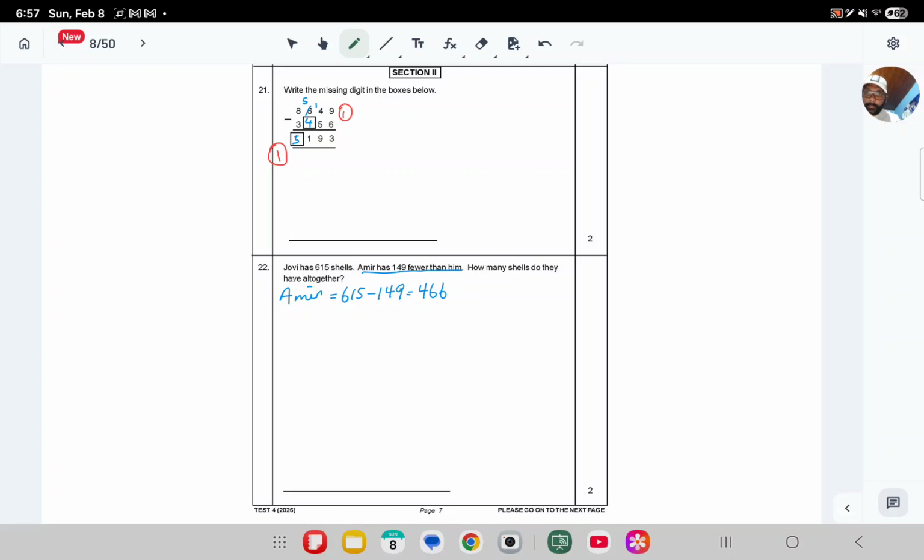Now we know Jovi's amount, we know Amir's amount. Now we want to calculate all together. All together means the total. And to calculate all together, we add. So to calculate the total is 615 add Amir's amount, which is 466, and we get 1081. You'll get 1 mark for Amir, 1 mark for the total.